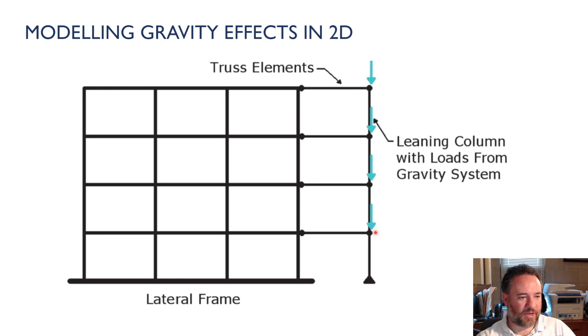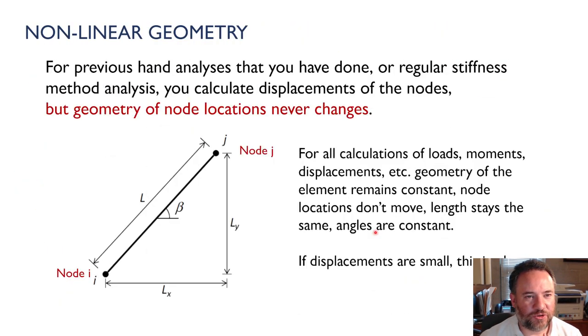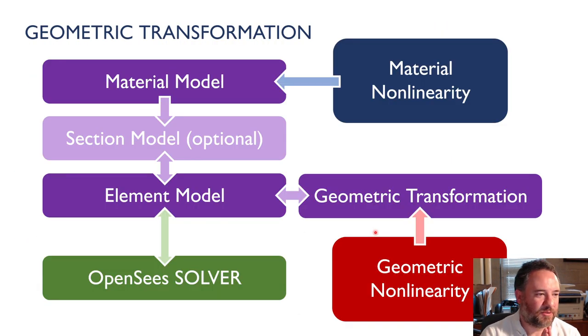So, wow, that was basically two lectures' worth of material, 2.5 hours. If we go back to review what we covered, we talked about materials and elements and geometric transformations in nonlinear models. We talked about how materials work. How do we take those materials and make them nonlinear? How do we take those nonlinear materials and integrate them into elements, either directly or through sections? And then how do element models work?